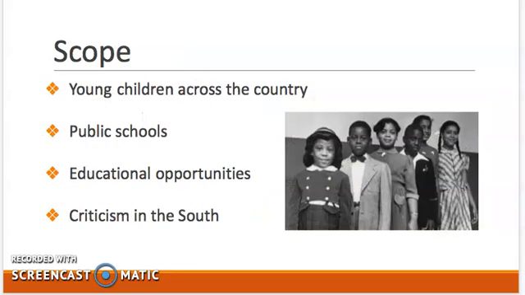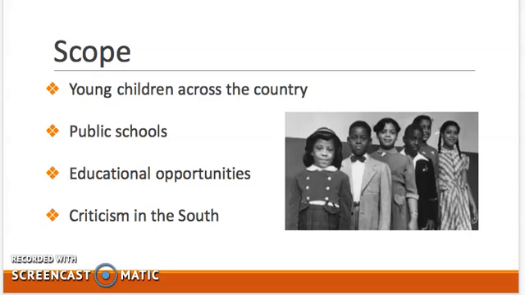Next, we have scope. So who did this affect? It affected young children across the country, both Black and white. It affected public schools and the public school education system and who had access to what. It became more equal. It also created more educational opportunities for those who were not white, because previously there was segregation.